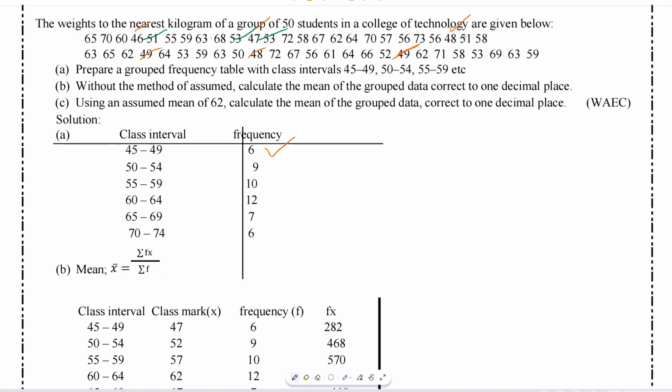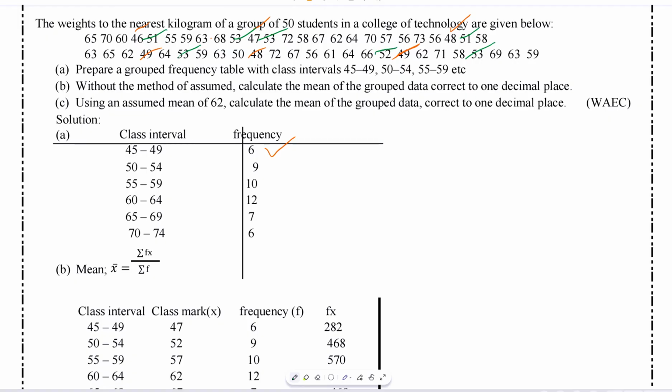3, 4, 5, 6, 7. No, that's not there. That one is 55 already. 6, right? I think I stop at 6. Well, the answers are already here as 9, so it should be 9 there.